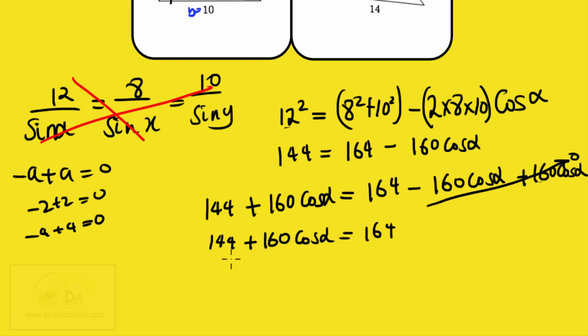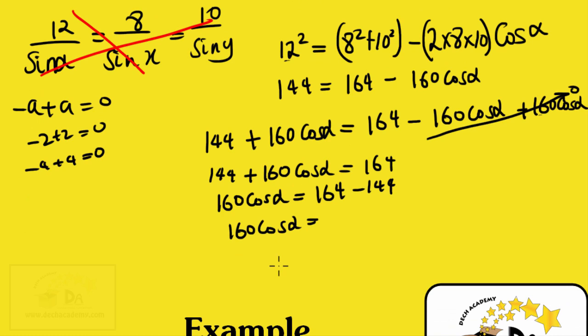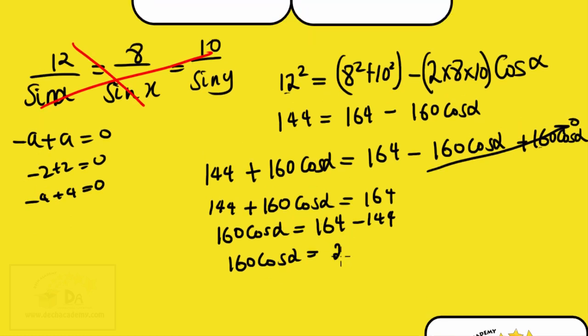I need to find alpha, so I'm going to subtract 144 from both sides. Doing that gives 160 cos alpha is equal to 164 minus 144, and that gives 160 cos alpha is equal to 20, and this gives cos alpha is equal to 20 divided by 160, because all I did was divide both sides by 160. So now I have that the cosine of alpha is equal to 2 over 16, which is the same thing as 1 over 8.